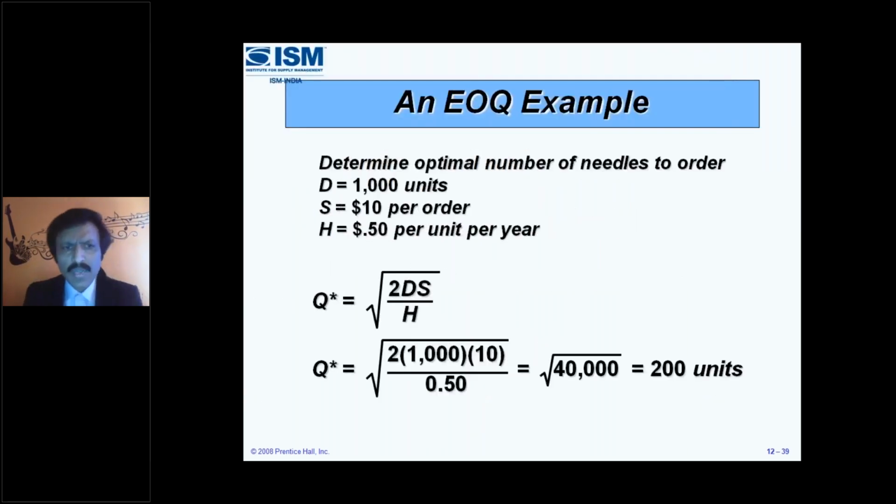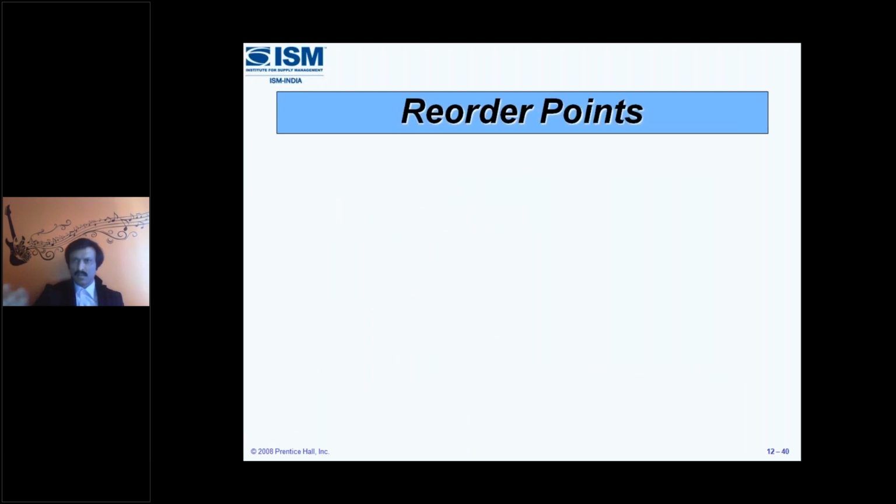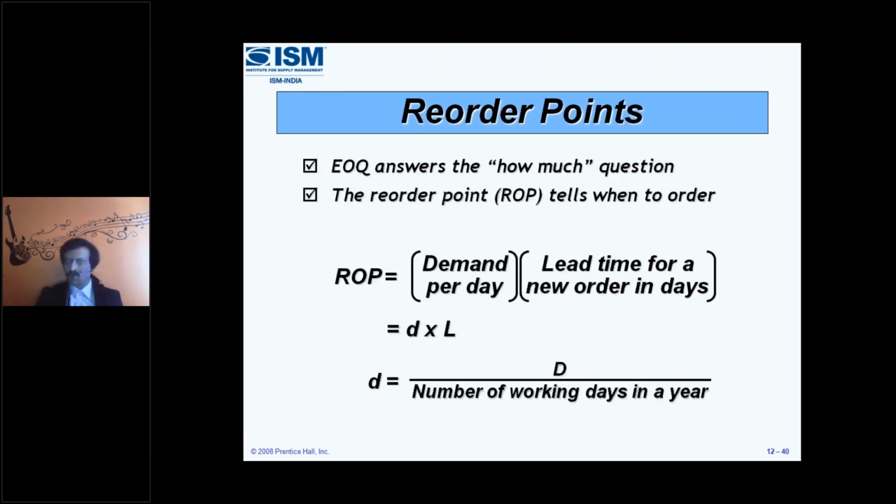In the example, I have just put a simple case. Your demand is 1,000, your price is $10 per order, and your holding cost is, in absolute terms, $0.5 per unit per year. So your economic order quantity becomes 200 units. So you must order 200 units when the reorder level is touched. What is the reorder level?